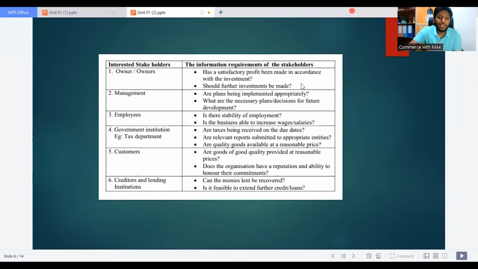Creditors and lending institutions will see how much money you are creating. Based on that only they will provide you money, because if you don't create enough profit, they won't give you credit any more in future. We can also see, can the monies lent be recovered? Is it feasible to extend further credit loans? So these are things they will be considering.